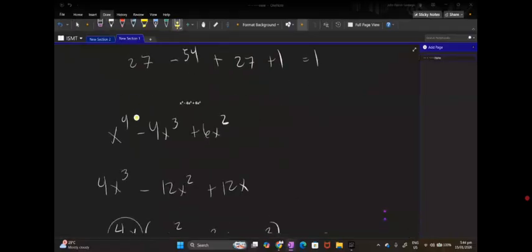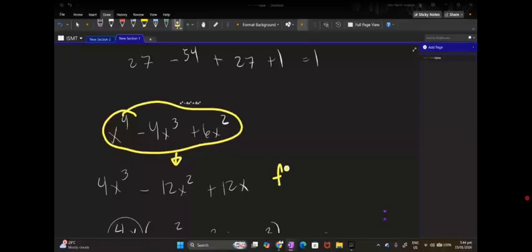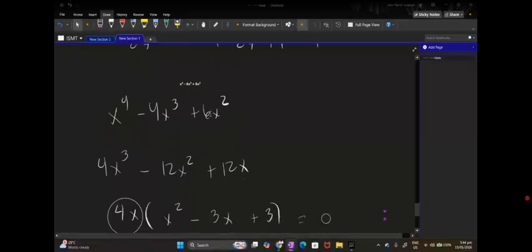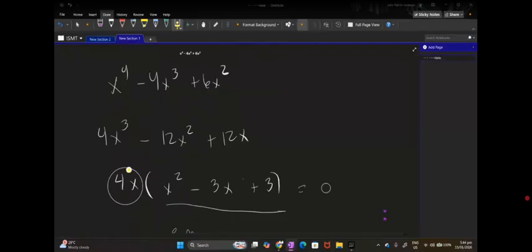Function natin ito. And we got the first derivative, f of x, di ba? Ito na siya. Then, trinay natin siyang i-factor. So, ang makuha lang natin factor is 4x at ito. Pero when you factor this, wala kang makukuhang real factors. Eh di ba sinabi natin, kailangan yung x natin is real. Eh, imaginary siya.